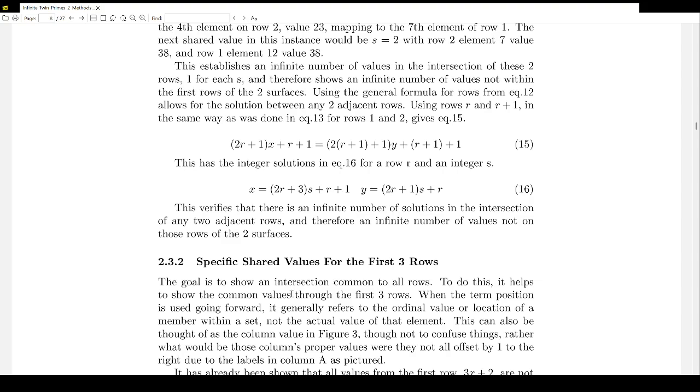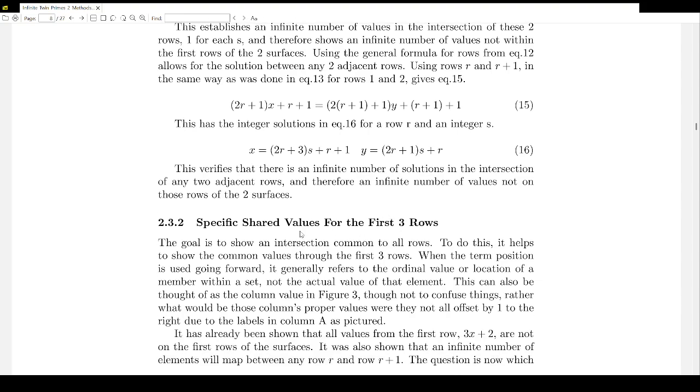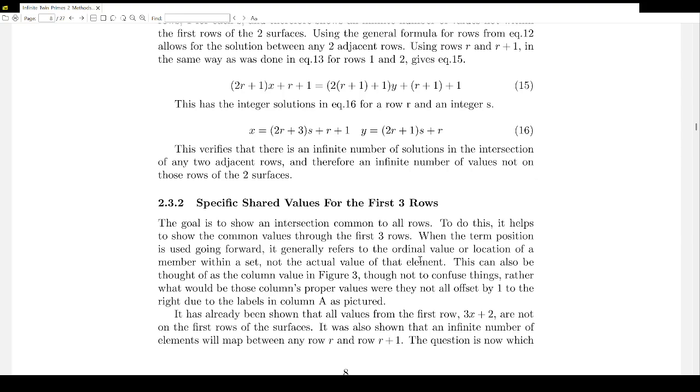So how can we get a similar function for the specific shared values for the first three rows? The goal is to show an intersection common to all three rows. And again, we don't have to get the entire intersection. We can just work with part of it the same way we work with just part of the lines. As long as it leaves an infinite remainder, we're good. So to do this, it helps to show the common values through the first three rows.